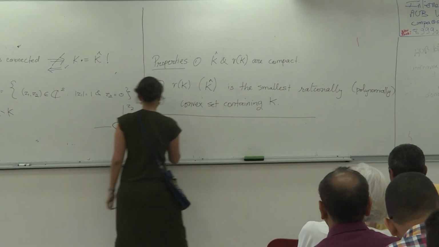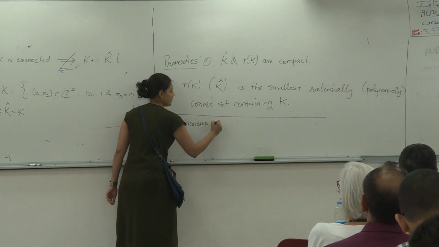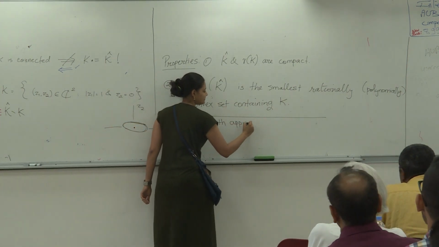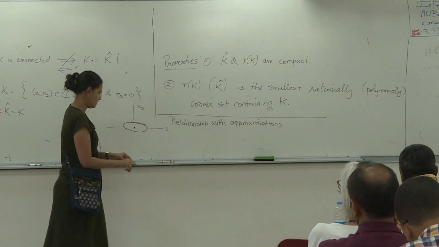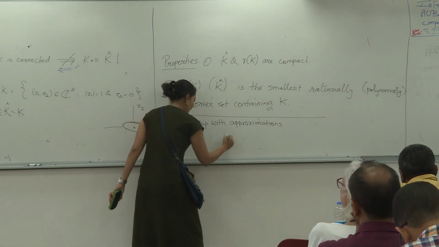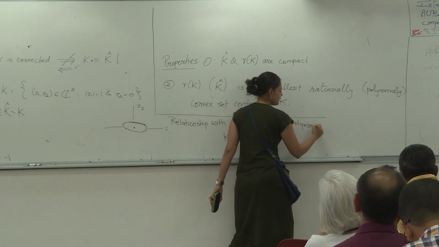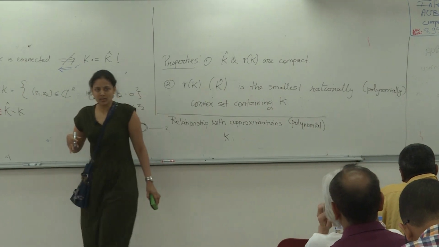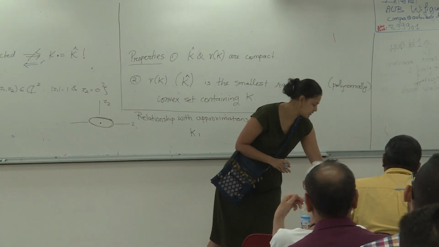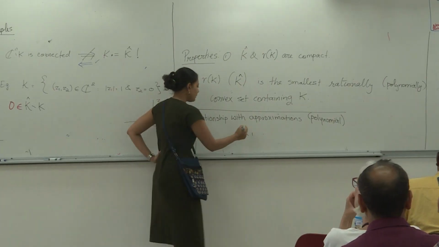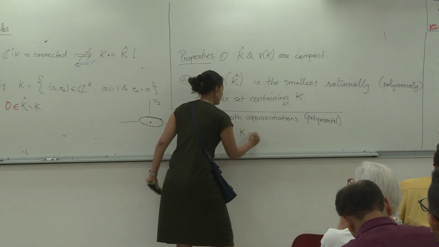And finally, the relationship with approximations, which is the title of this course. What I'll do is stick to the polynomial case, but whatever I'm saying works in the rational case as well. The proofs will have to differ a little bit, but I'm going to just deal with the polynomial case. It's always a little bit easier to think about. So what we have is, let's assume that K is polynomially convex.